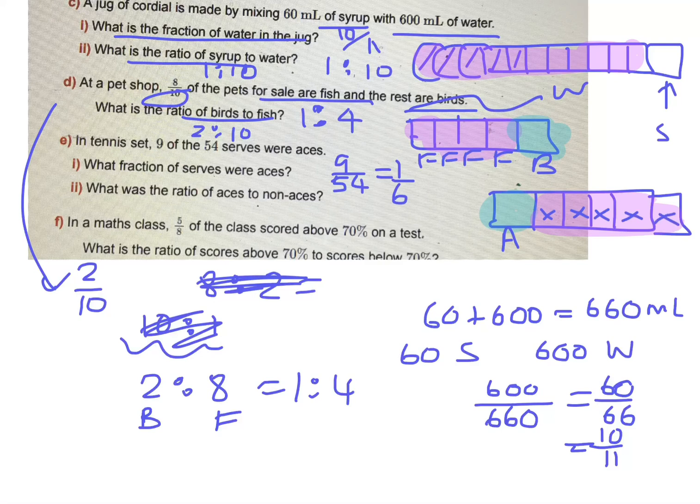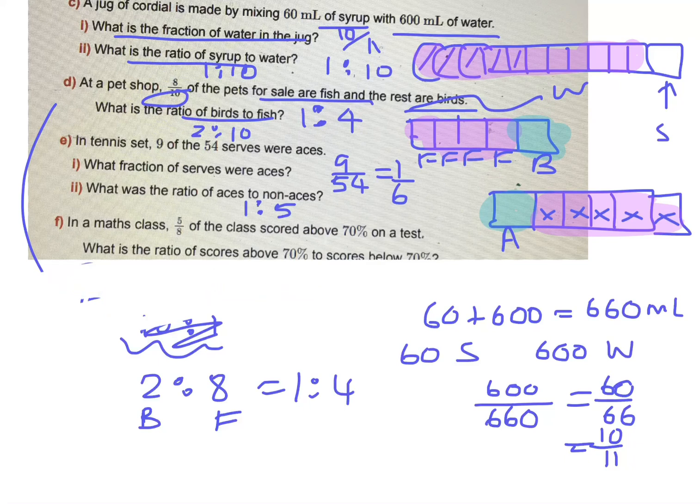So what is the ratio of aces to non-aces? So that would be 1 to 5. Because it's 1 out of 6. So there's 6 parts altogether. So 1 part is the ace and the other 5 are non-aces.